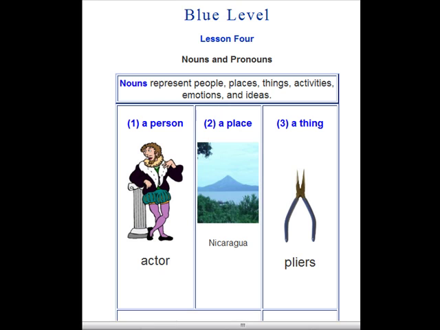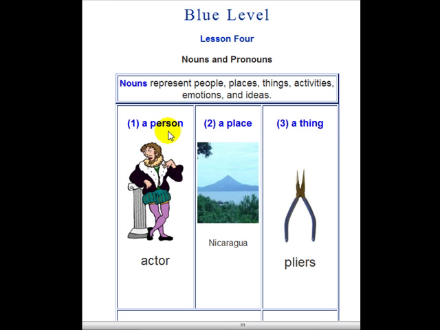We are leaving the verb form, and we are going to nouns and pronouns. And what are nouns and pronouns? They represent people, places, things, activities, emotions, and ideas. And here we have some examples.